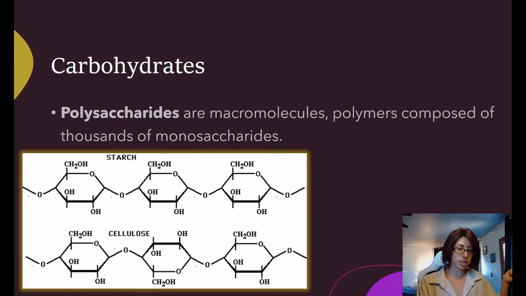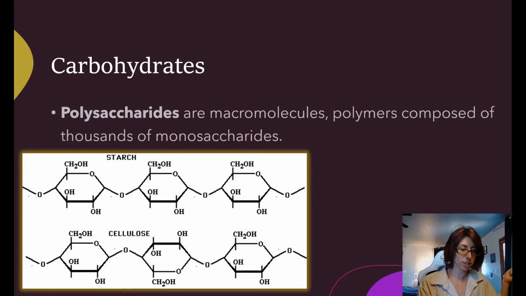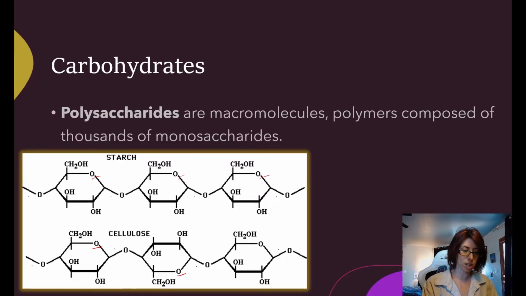The only difference is in starch, all of the glucose are oriented the same way. This oxygen is facing up for every single one. So there's oxygen up, oxygen up, oxygen up. And in cellulose, there's this alternate orientation: right side up, upside down, right side up, upside down. So oxygen is up, oxygen is down, oxygen is up.